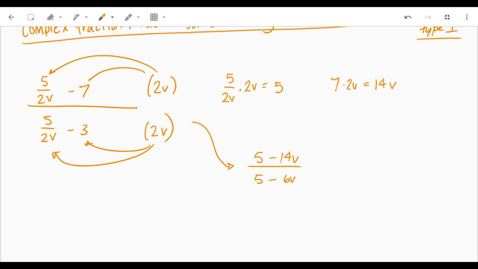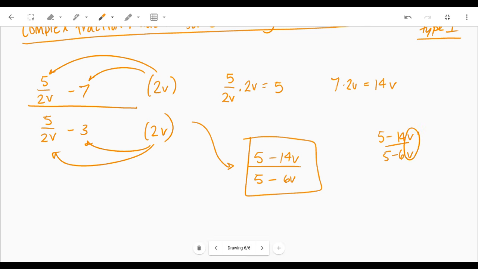And that's it. That's all you've got to do. Again, like I said before, you can't reduce those 5s, because that requires you going through a subtraction sign. And same, and this is the one that's a little tricky, 5 minus 14v over 5 minus 6v. If you do circle the v's, you don't go through a subtraction sign, but you can't cancel those out. You'd have to be able to factor them out of the whole expression, which you can't do there. So we have to leave those.